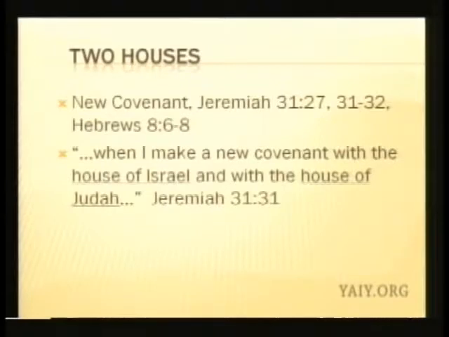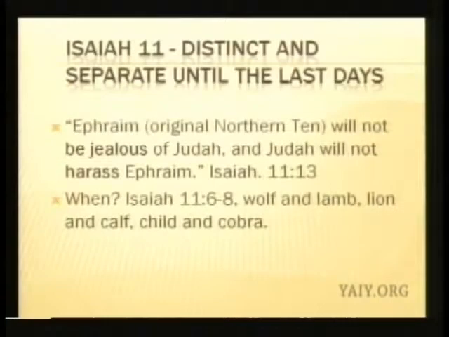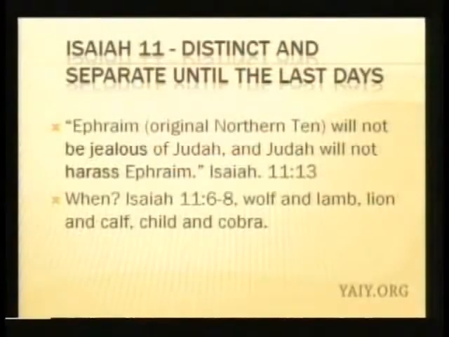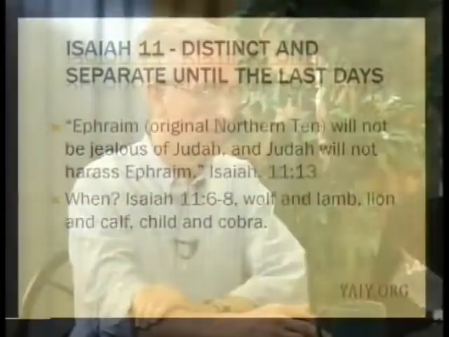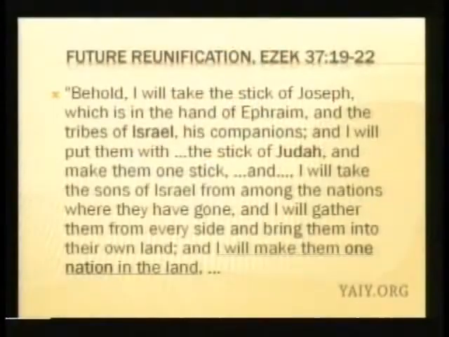You'll see that in the new covenant. "When I make a new covenant with the house of Israel, and with the house of Judah." Isaiah 11, they're distinct and separate until when? The last days. Ephraim, the original northern ten, will not be jealous of Judah, the southern two, and Judah will not harass Ephraim. When is that going to happen? Isaiah 11, when the wolf and the lamb, the lion and the calf lie down together, in effect, and that has not happened yet.